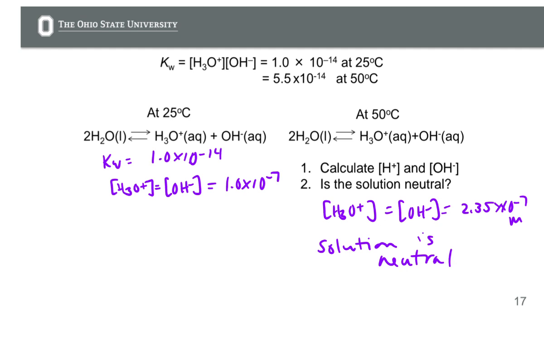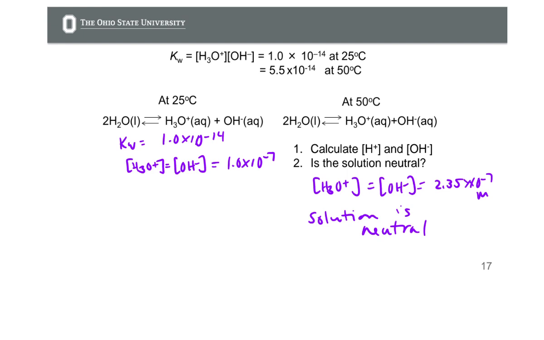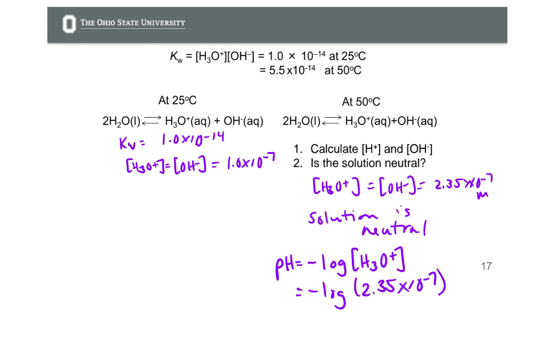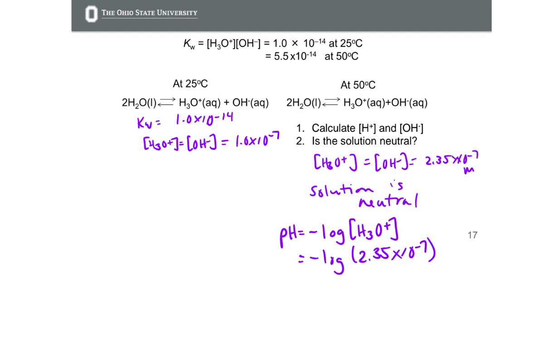This is the very definition of neutral. The concentration of H3O+ and OH- are the same. That means it has to be neutral. But what if I tell you, if we calculate the pH of this solution, which we're going to get to next time, to calculate the pH, you take minus the log of the H3O+ concentration. So minus the log of 2.35 times 10 to the minus 7. We end up with a pH of 6.63.